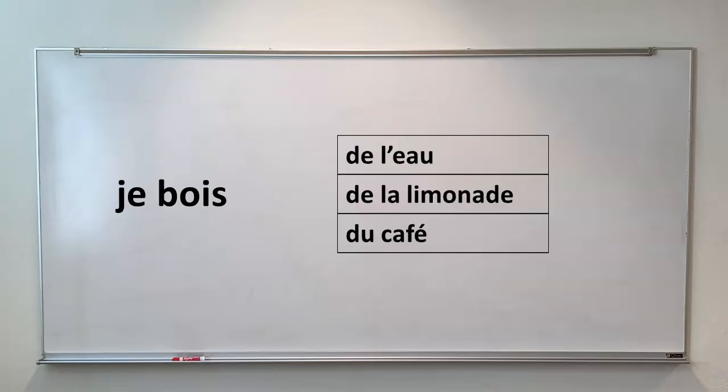So now how do you say in French, I drink some lemonade, or I drink lemonade? Well, here it is. Je bois de la limonade. I drink some coffee, or I drink coffee. Je bois du café.